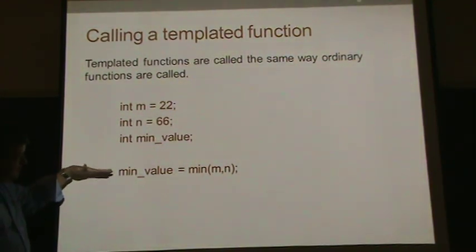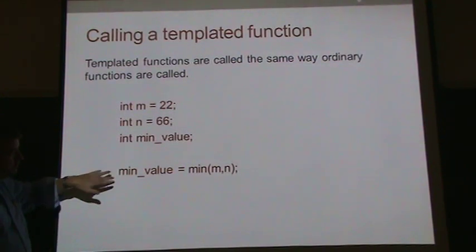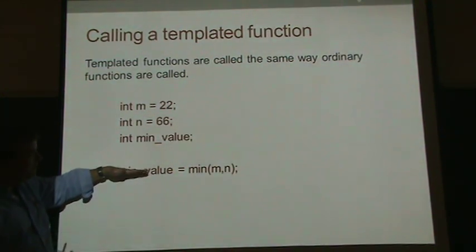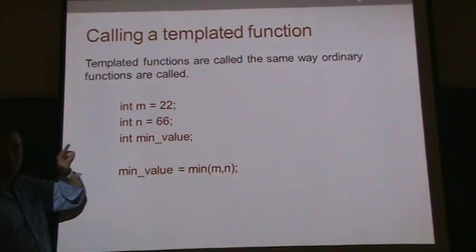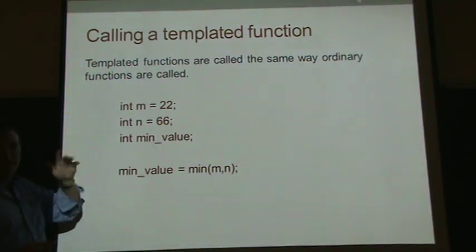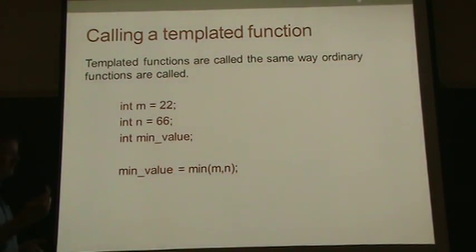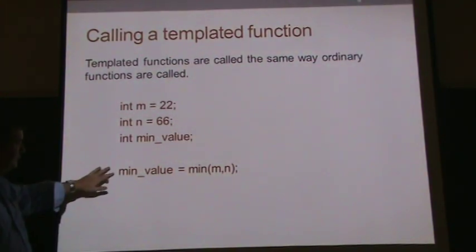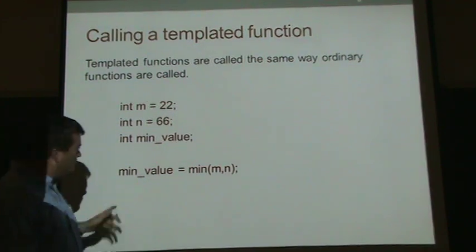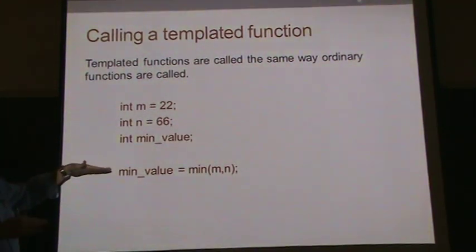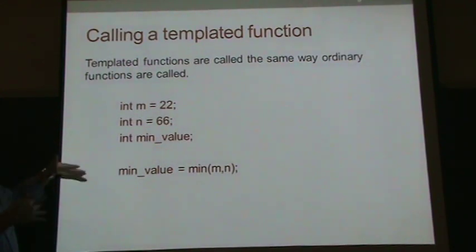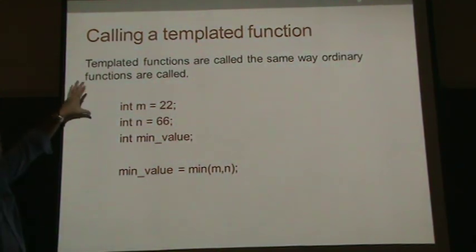Then at compile time, a decision would have to be made. Could the compiler perform all the functionality in the function? The only real functionality was, can you figure out if one is less than the other? And if so, then it would compile and run. So the integer version of the templated function would run here. The call looks exactly the same. Looking at this line, you can't tell if this is a templated function or a non-templated function. You'd have to actually look at the function definition.